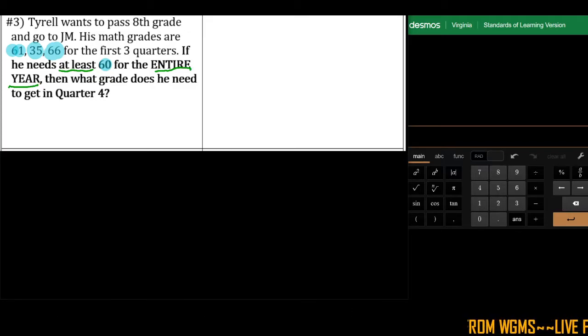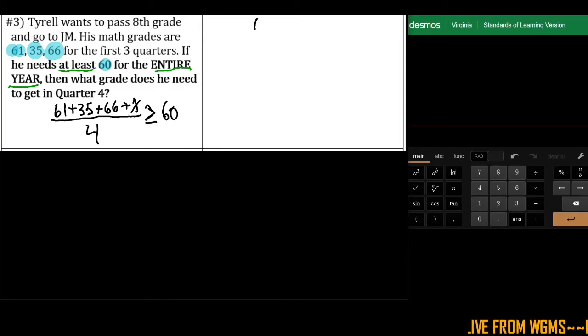So let's set it up like this. Let's say 61 plus 35 plus 66. And then we don't know what quarter 4 is going to be, so let that be x. Since it's the entire year, and there are 4 quarters, I'm going to divide this by 4, because that would get your average for the entire year. And since it says at least, that means I'm going to have greater than or equal to 60. So they need at least a 60 to get through up to JM, and that's going to be our inequality.